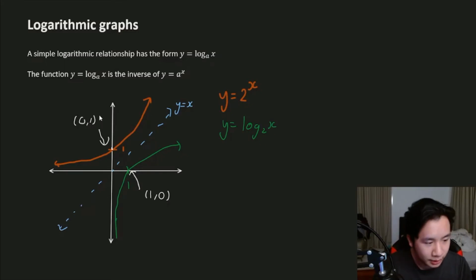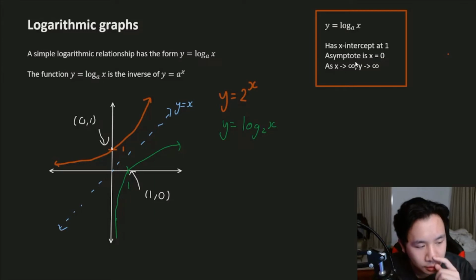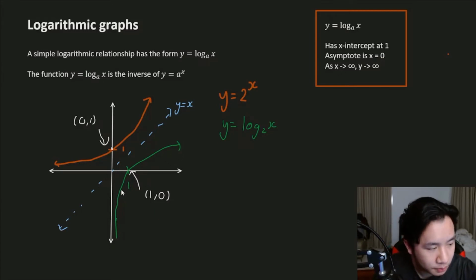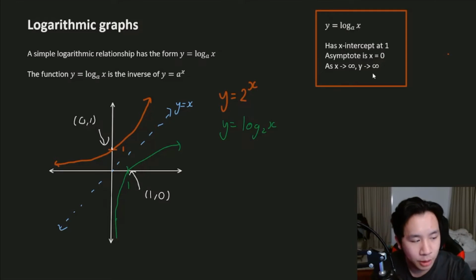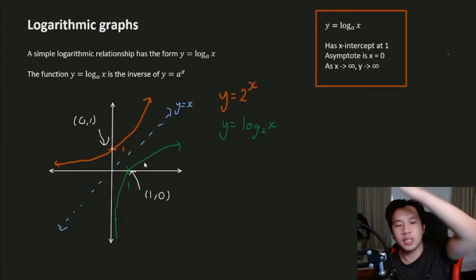Both ways. And so it's very important to note that for y equals log_a x, the x-intercept is at 1. If you see here, the x-intercept touches 1. The asymptote is x equals 0, so this logarithm will never touch the y-axis. Also, as x approaches infinity, so does y. You can see that it will go infinitely upwards. It won't ever go back down, it's just continuously going up.